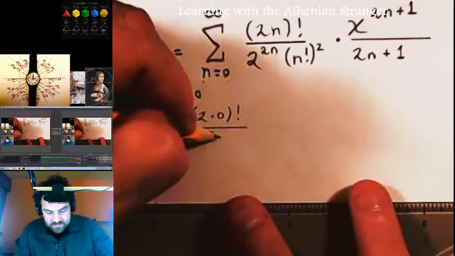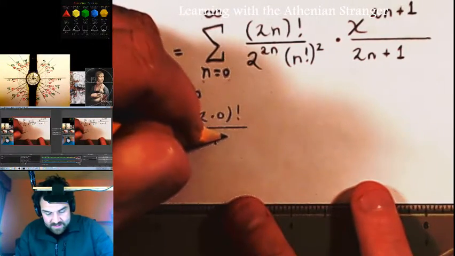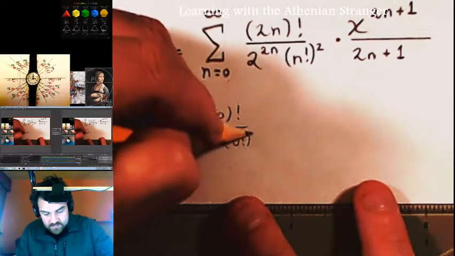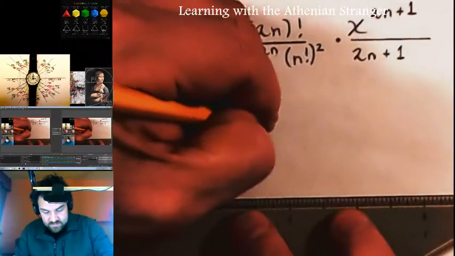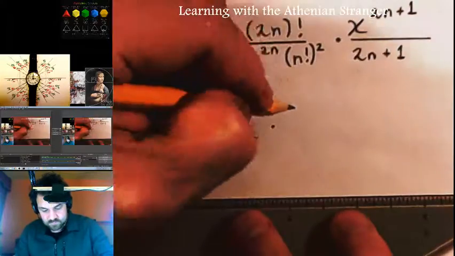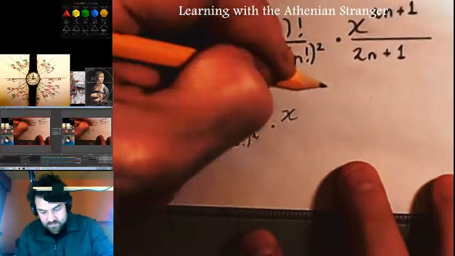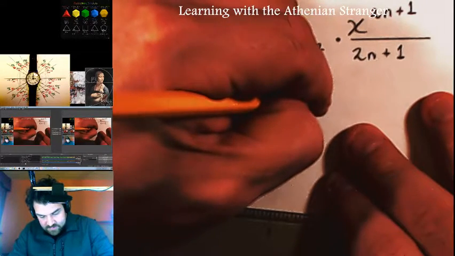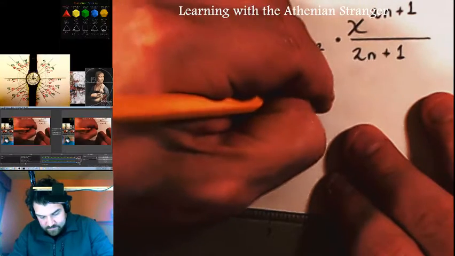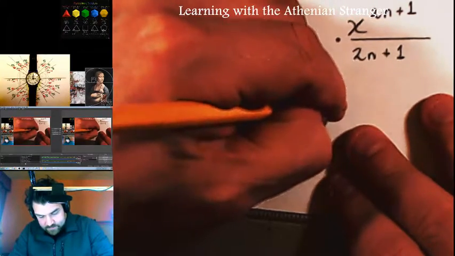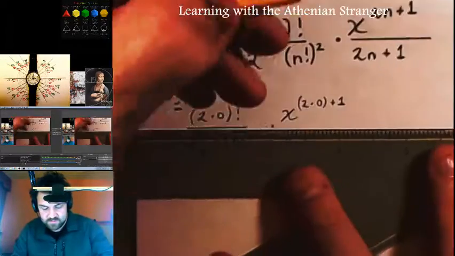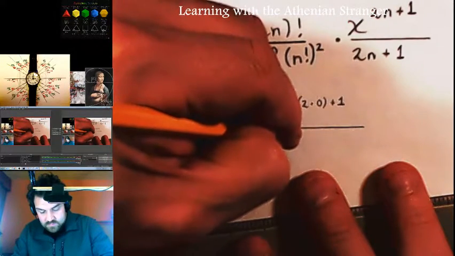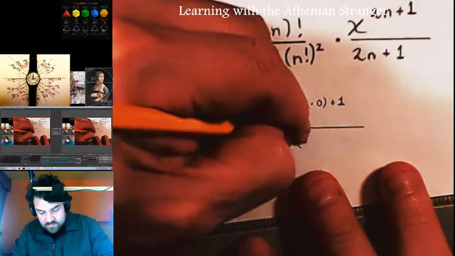2 times 0, all of that is multiplied by 0 factorial squared, times x, which we don't know, raised to 2 times 0 plus 1. Just be careful with your numbers, and this isn't hard. And we're going to divide all of that by 2 times 0 plus 1.